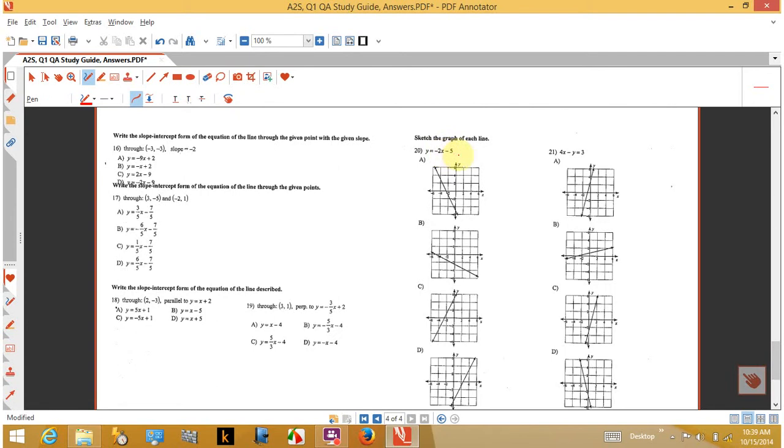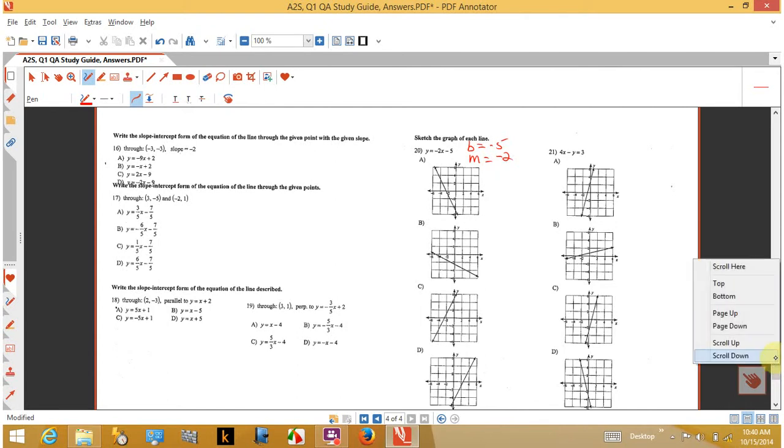So sketch the graph of each line. This is going to have a b of negative 5, so it's going to be crossing at negative 5 on the y-axis. And it's going to have a slope of negative 2. Let me see which one of these has a b of negative 5. It's going to go downward, that's for sure. So we can count this one out and this one out. Which one of these is crossing at negative 5? I think this is crossing at negative 3 from the best I can see. So I'm going to pick that one.